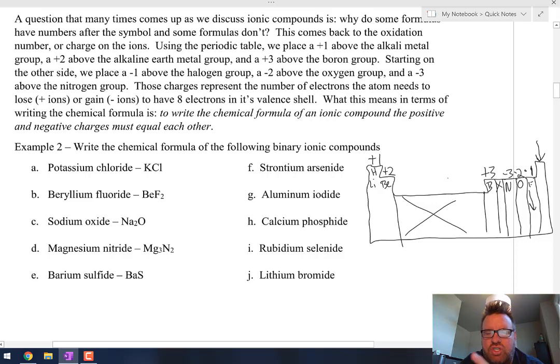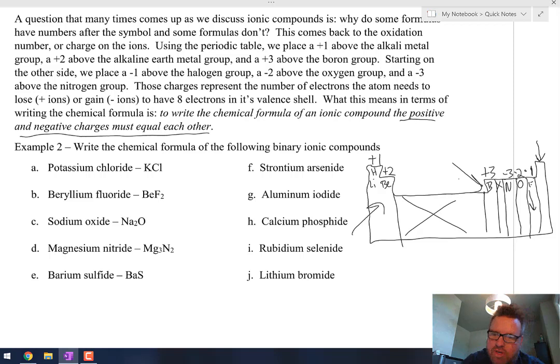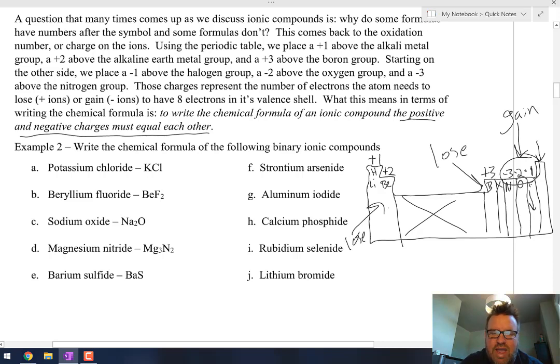Now, the reason that those charges are important is because the positive and the negative charges must equal each other. That means these atoms here are going to lose a certain number of electrons, maybe 1, maybe 2, maybe 3. The number of electrons they lose must equal the number of electrons that these ones here gain. Remember, these guys are gaining electrons, these guys are losing electrons, and the number of electrons lost must equal the number of electrons gained.